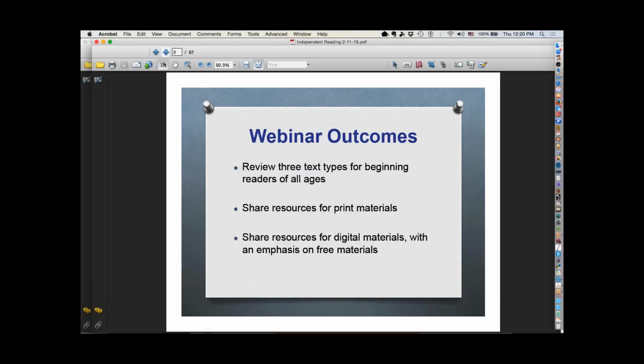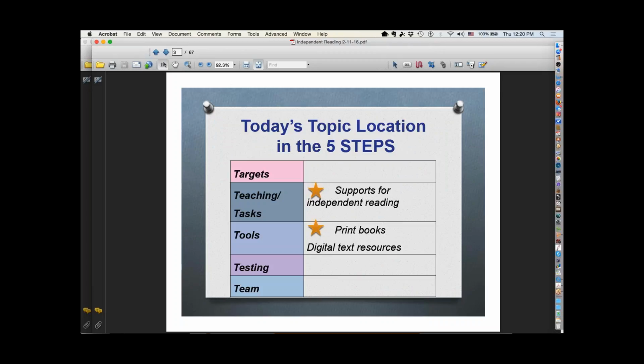The outcomes we're hoping for today: I'm going to review 3 text types for beginning readers of all ages. I'll share a few resources for print materials and also some resources for digital materials, and there's a focus on those free materials. So let's just jump in. I'm talking about the tasks of supports for independent reading. I'm also going to be sharing a few tools, print books, and digital text resources. And these are based on Maureen Never's 5 steps.